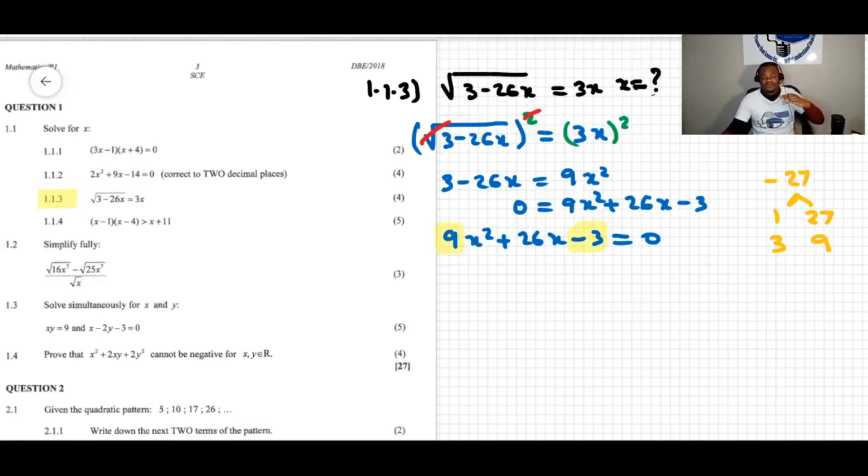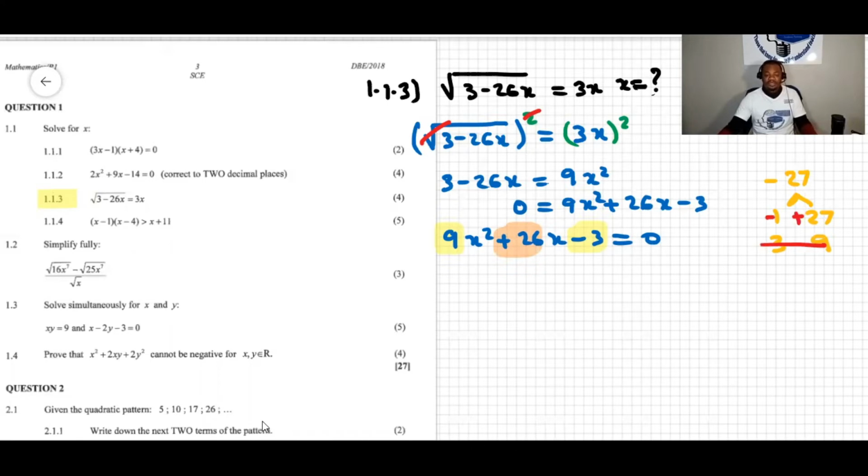Now we're going to look at the list of the factors of 27. There must be exactly one couple for which the sum will be equal to the coefficient of the middle term, so equal to 26. Now we can see that with 3 and 9 we will never make 26. But with 1 and 27, yes, we can. How? If we do positive 27 minus 1, because 27 minus 1 makes 26, or negative 1 plus 27 makes 26.